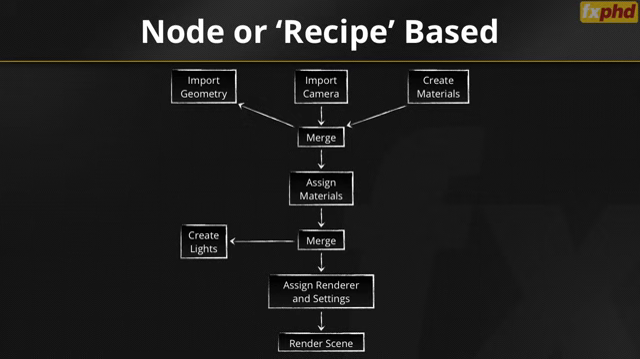Then moving on, we create lights, and those lights can be any type of lights that you have available to you, and they are then merged into the scene as well. So now we have our geometry that is being looked at through a camera, we have materials assigned to that geometry, and now we have lights illuminating that geometry. The next thing that you would tend to do, after obviously doing other bits and pieces, is that you would assign a renderer and do the render settings.